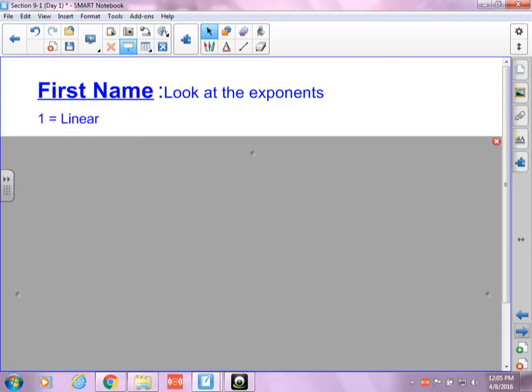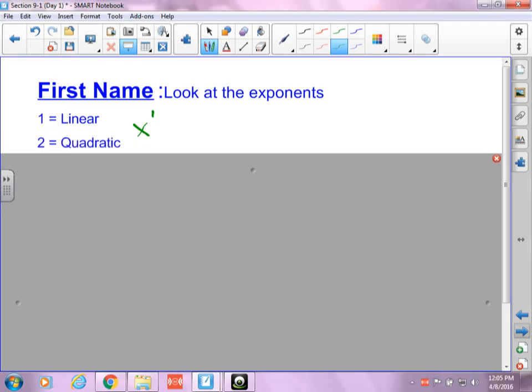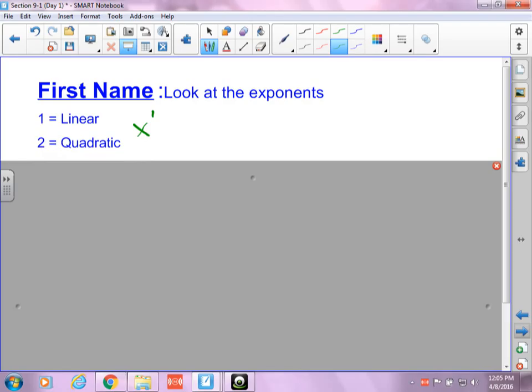Okay, so when we name a polynomial, the first name is where we look at exponents. So first of all, if I have a variable and the exponent is 1, we call that linear, which makes sense. If I were to graph that, like y equals mx plus b, it's a line, so it's linear, okay? The next one is quadratic, and what that is, if I have a variable and the exponent is 2, the largest exponent in the polynomial is 2, we call that a quadratic.